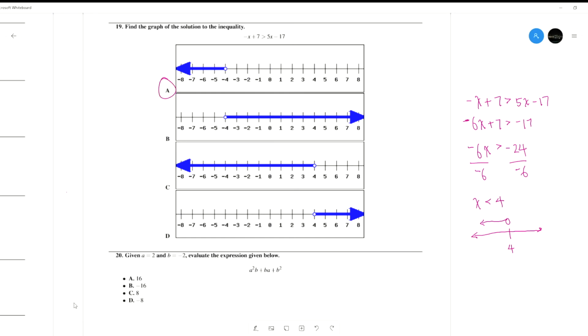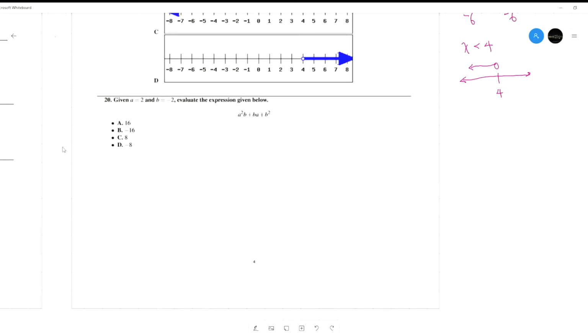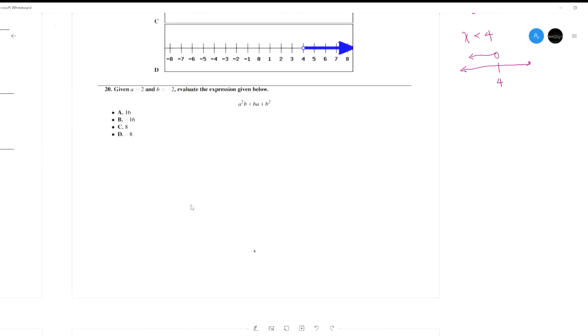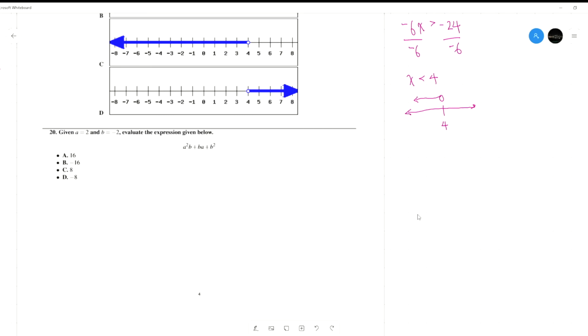Any questions with these so far? Are you getting them? Hopefully. All right, this is from the first week of school practically, right? Or second week. Yeah, I think it was the first week.